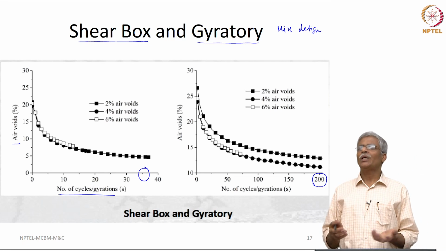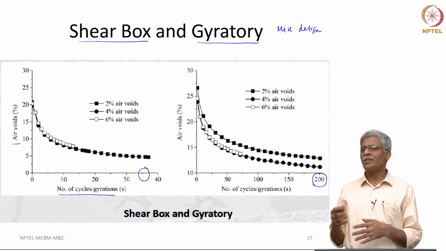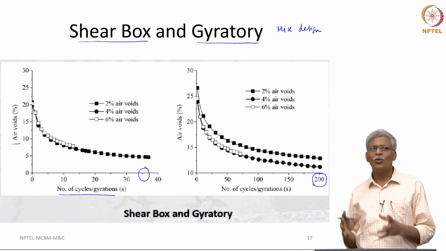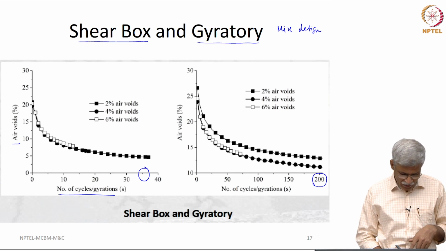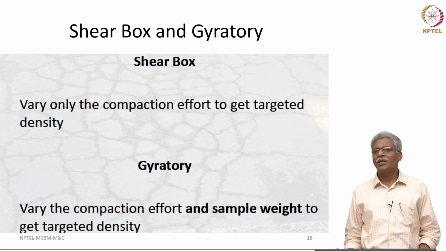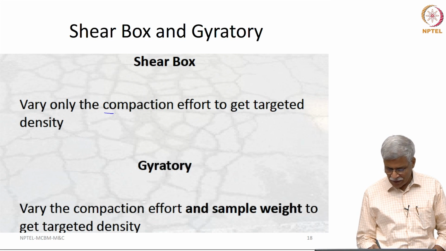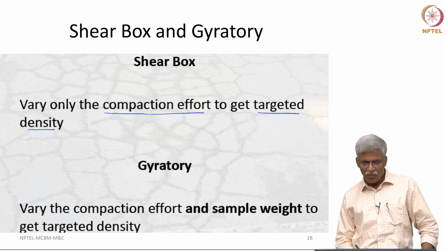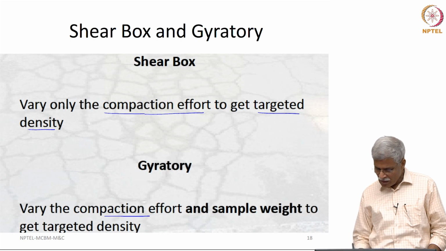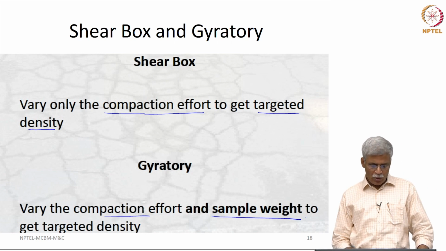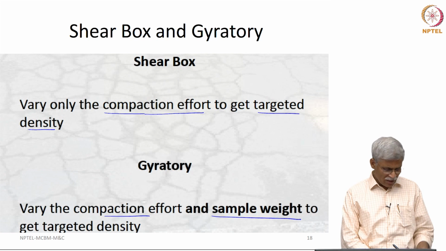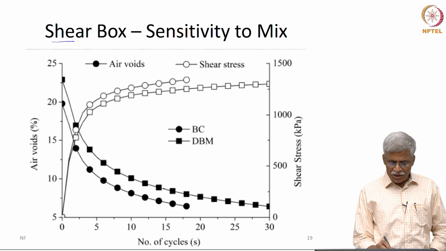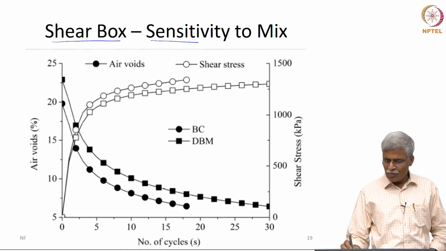I just wanted to show you that in the laboratory when we do the compaction, which is basically a simulation of the field compaction, you can have different types of compactors and each of them can give you material that is completely different with respect to the others, right. So, in the shear box compactor what we do is we vary only the compaction effort to get the targeted density, whereas in the gyratory what we can do is we not only vary the compaction effort, we also need to play around with the sample weight to get the targeted density. So, this is more or less the very general discussion that I really wanted to have, and it is also known that the shear box compactor is extremely sensitive to the mix that you are using.